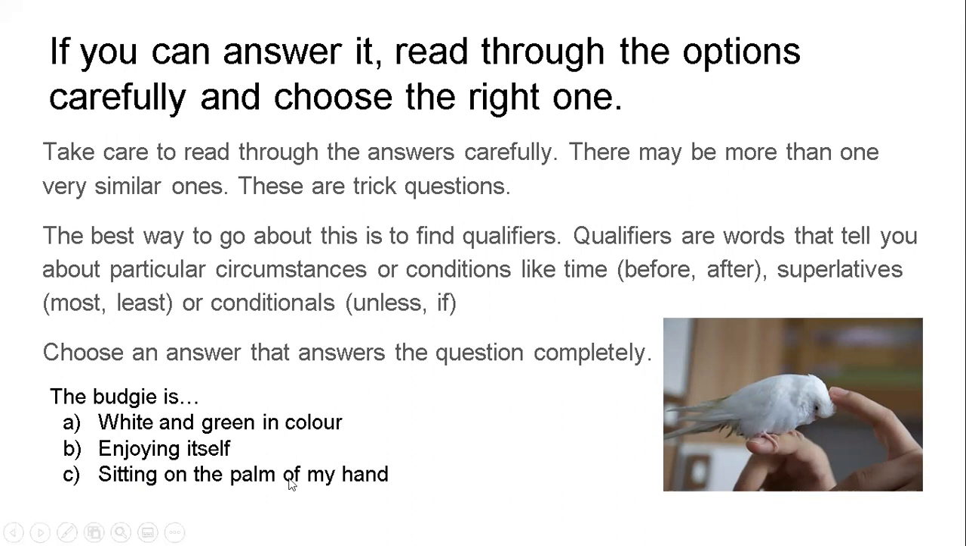See, some of them are so confusing. Why? You need to read your answer very carefully. Because if you are in a hurry and you're looking at the time limit, you'll say, oh, I have to be fast. The budgie is white. Yes, yes, yes, white is the right answer. Tick it. But no, it isn't, because it's not white and green in color. There's no green there. The budgie is enjoying itself. Is that right? The budgie is sitting on the palm of my hand. Now, if you know what the palm is, then you'll know that that's not right either. The budgie is sitting on a finger here, not on the palm. So, what should you take? Enjoying itself. Get what I mean?